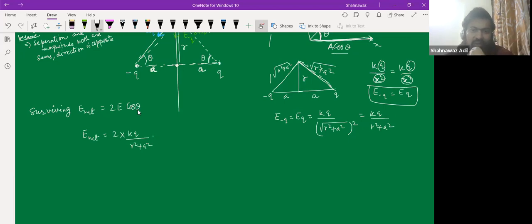Now, what is the value of cos theta, right? So this is theta, and we already know. What do we already know? What would be cos theta from this triangle? Can you guys tell me what is the cos theta from this triangle?